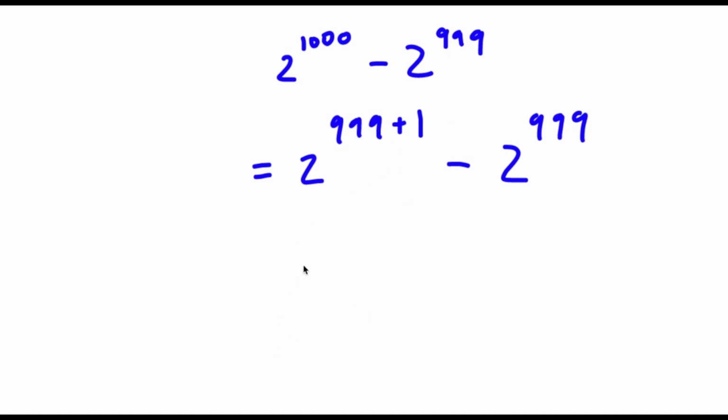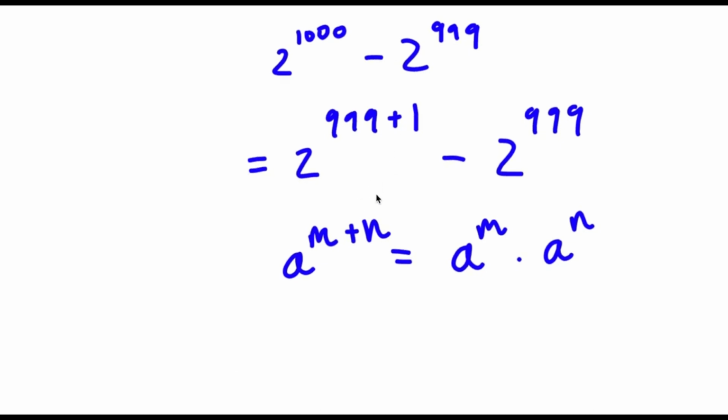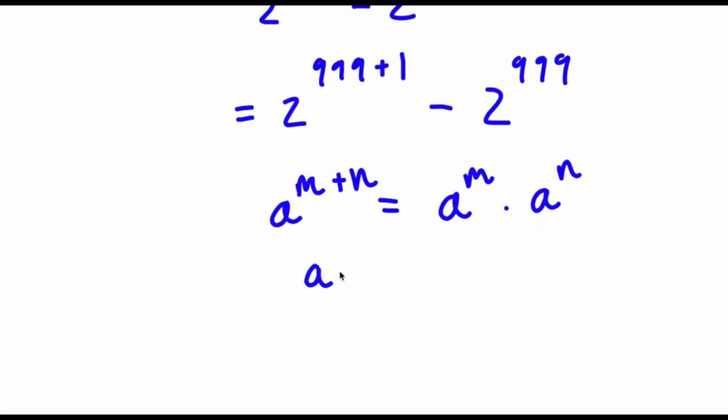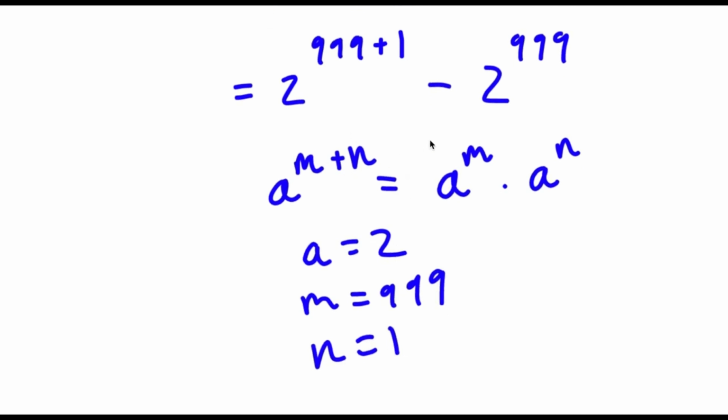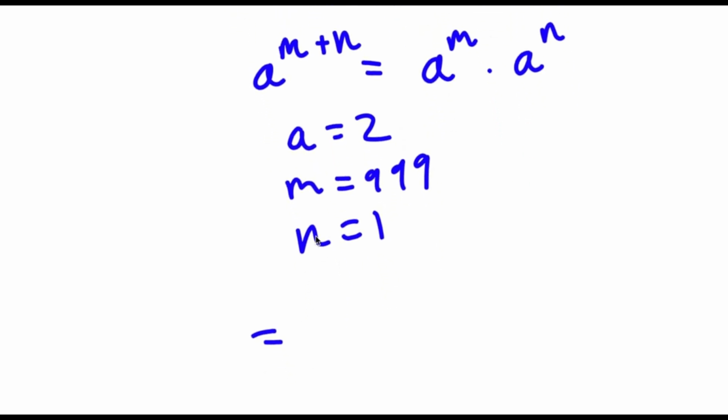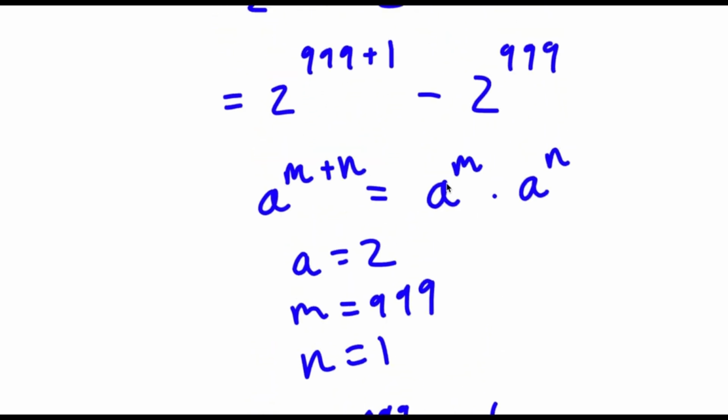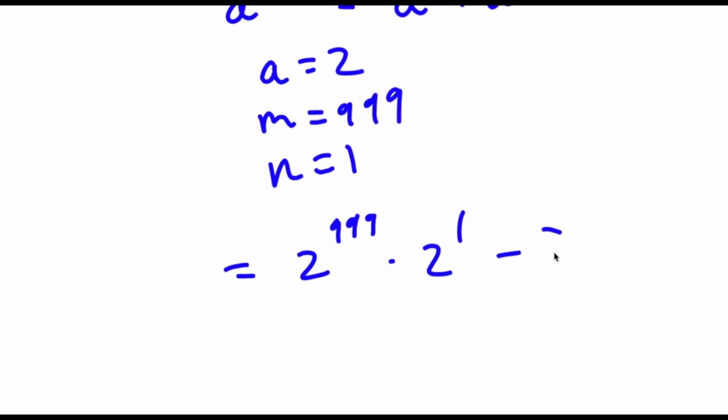Now if I have something in the form a to the power of m plus n, this is the same thing as a to the power of m times a to the power of n. So now 2 to the power of 999 plus 1, we can think of a as 2 in this case, m as 999, and n as 1. So now this is going to equal a to the power of m, so 2 to the power of 999, times a to the power of n, so 2 to the power of 1. And now I have this minus 2 to the power of 999.